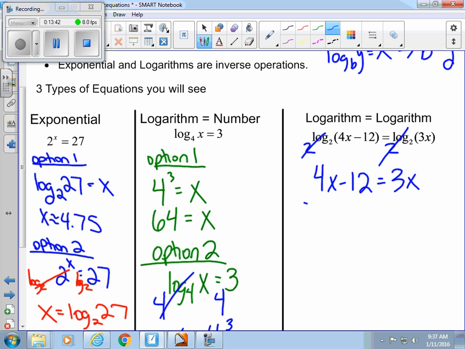Okay, subtract 4x. And what do I get? And so what would x be?